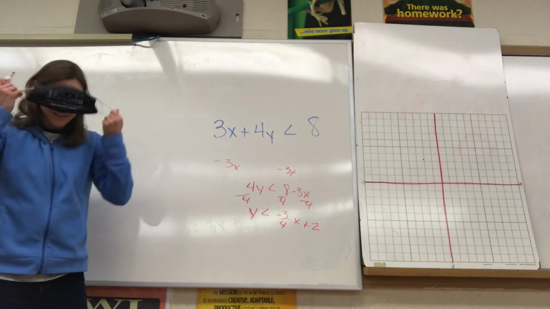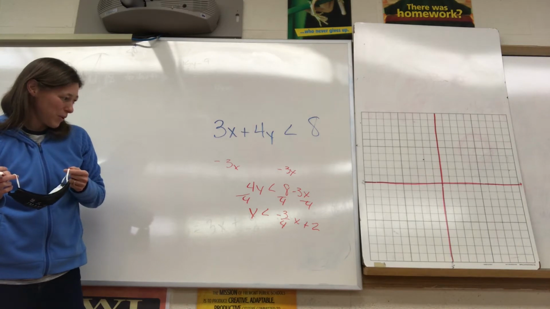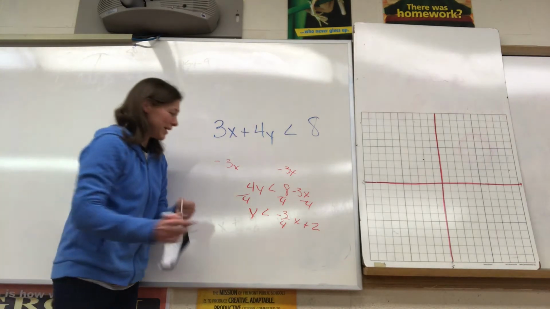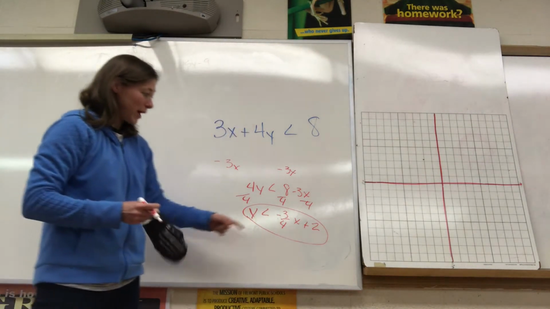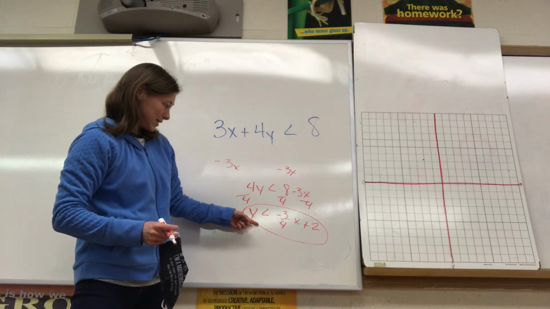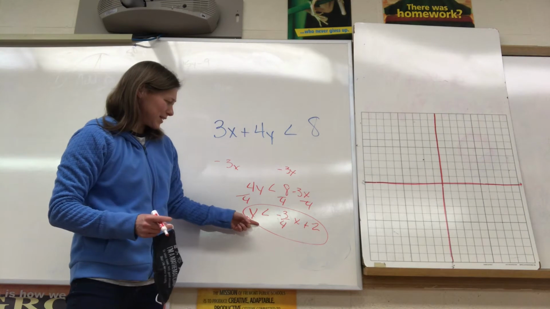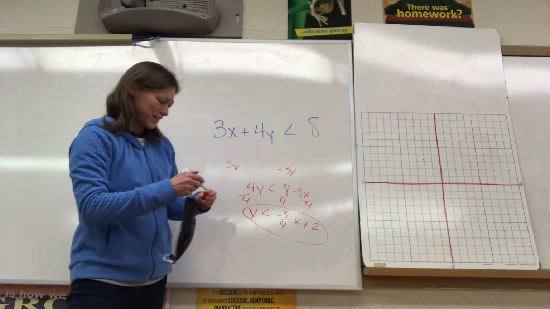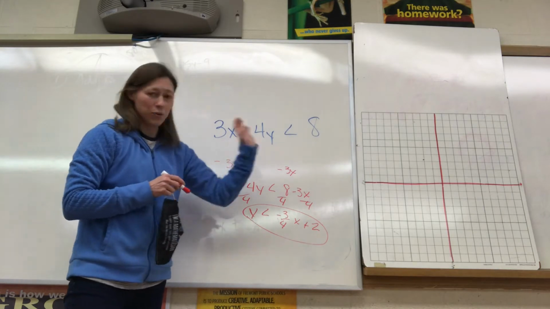How does it look? Ooh! That's actually not horrible. But here's my inequality that I'm going to graph. Y is less than negative 3/4 x plus 2. That's actually pretty good. I'm actually pleasantly surprised with that. Okay, so I guess I'll pick a new challenge for graphing.